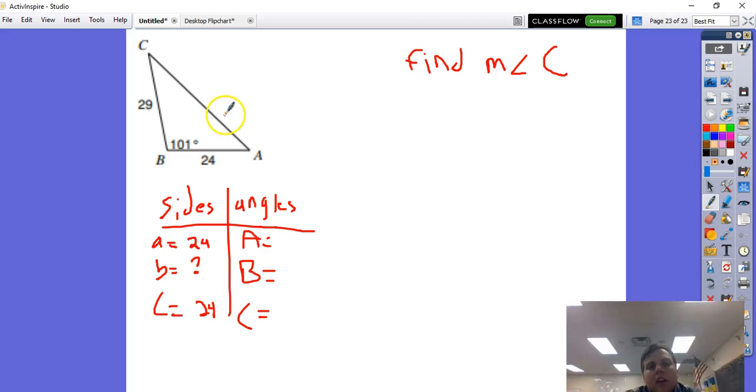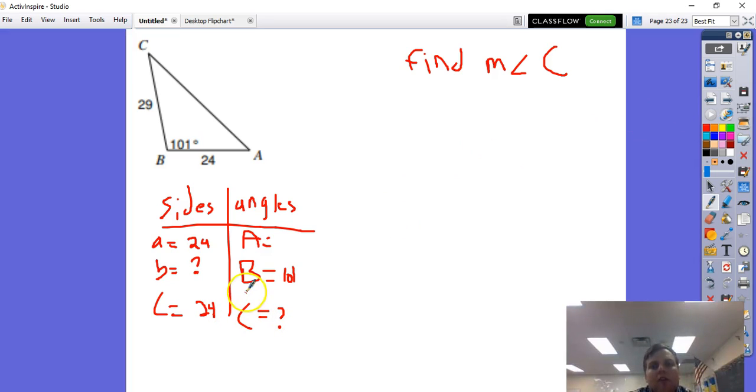Capital angle A, I do not know. Capital angle B, I do know, 101 degrees. And capital angle C, I do not know. In fact, that's actually what I'm trying to solve for.